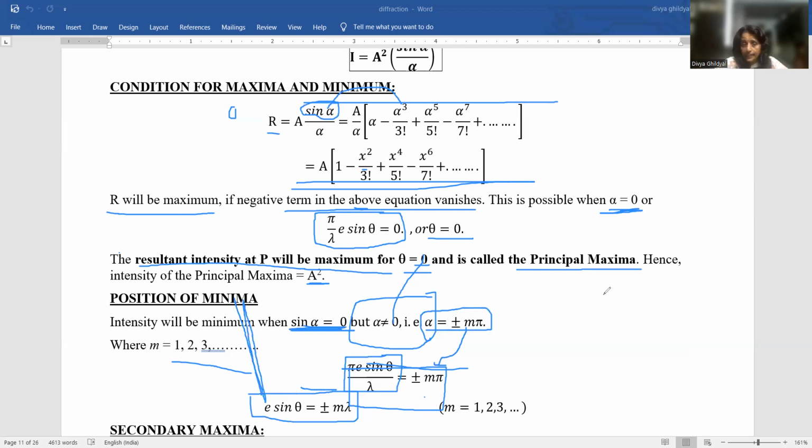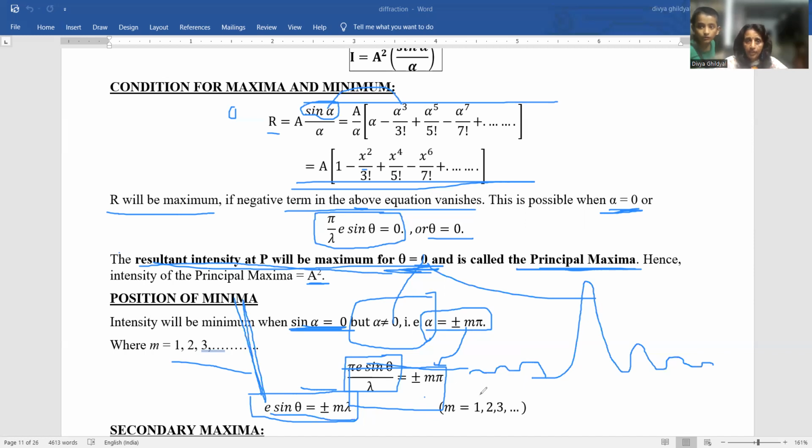We know that the diffraction spectra consists of a principal maxima followed by secondary maxima and minima. So what are we actually trying to do? See, principal maxima: the resultant intensity at P will be maximum for theta equal to 0 and is called principal maxima. This is the one. For the position of minima, we are trying to find out, so it becomes e sine theta equal to plus minus lambda. We will get the minima points here.